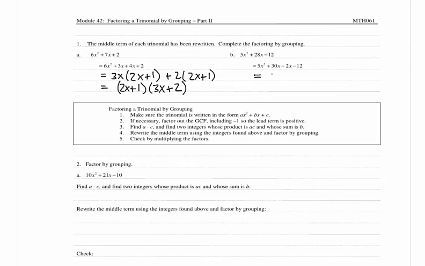And when we factor that, we're going to take a 5x out of the first two terms, and we're left with x plus 6. And then we're going to factor a negative 2 out of the last two terms, and we're going to have x plus 6. And that's equal to, after we factor out our binomial, x plus 6 times 5x minus 2.